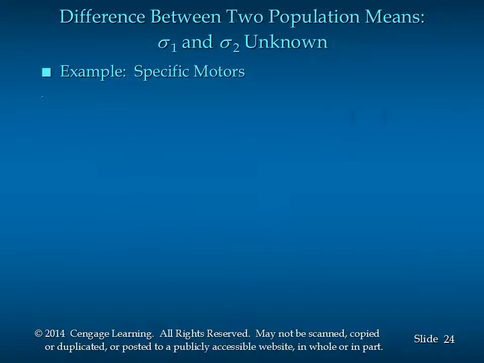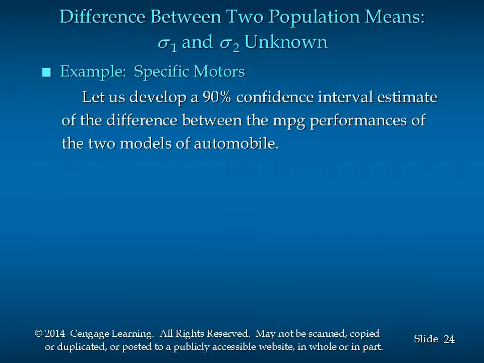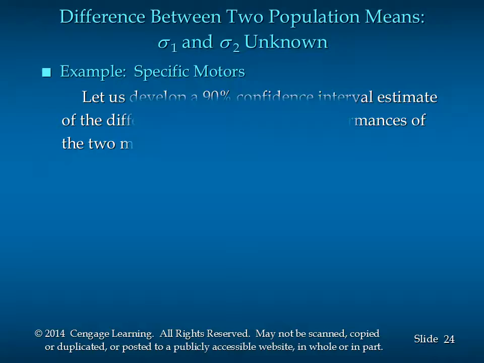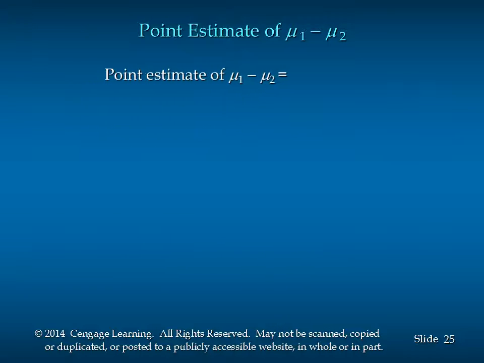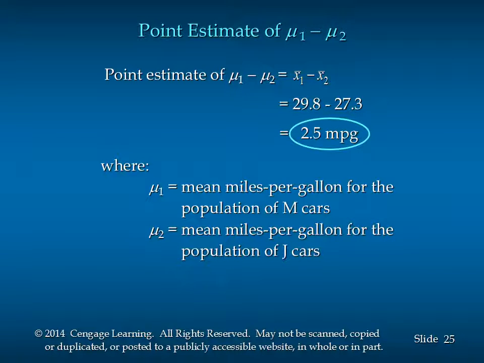How do we do that? We're going to develop a 90% confidence interval. We're going to use these point estimates, and we know that mu sub 1 minus mu sub 2 is equal to 2.5. What they're saying here is that, based upon sampling, even though 2.5 looks to be different, it may actually be the same. And that's what you want to test.